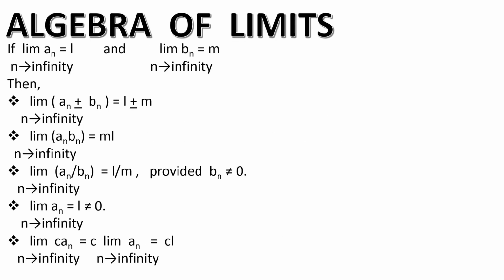Now we will learn about the algebra of limits. If the limit as n tends to infinity of an is equal to L and the limit as n tends to infinity of bn is equal to m, then the limit of an plus or minus bn is L plus or minus m. The limit of an bn is L m. The limit of an upon bn is L upon m, provided bn is not equal to 0 and m is not equal to 0. The limit of cn is equal to c. The limit of c an is equal to c L.